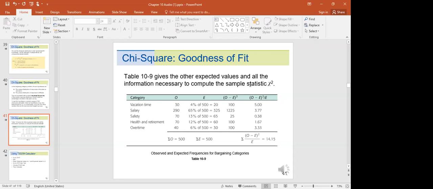I want to remind you again that the expected value here is obtained by using last year's distribution together with the sample size. Last year's distribution was given as a proportion. Multiply each category proportion by the sample size to get the expected value. So on the calculator, you enter the observed value and the expected value.